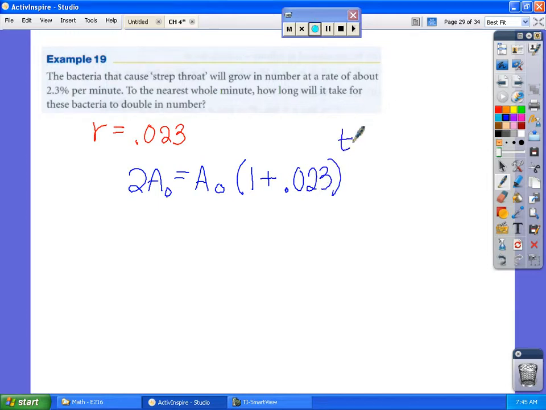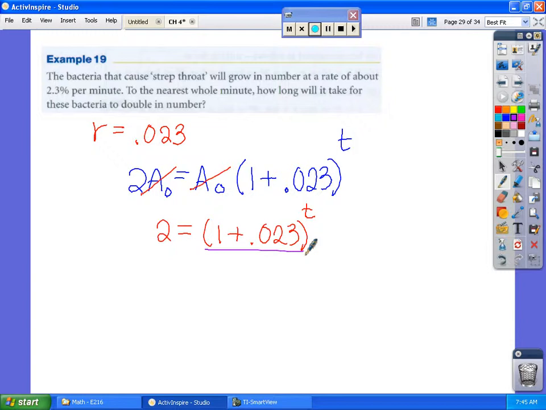How long will it take? Right now I actually have two variables. I have t as a variable, and then I have a sub 0 as an unknown. Not a variable, but at least an unknown. But when you divide both sides by a sub 0, it cancels, so the amount that you start with really doesn't matter. I just need to know the rate. So this turns into a simple problem.